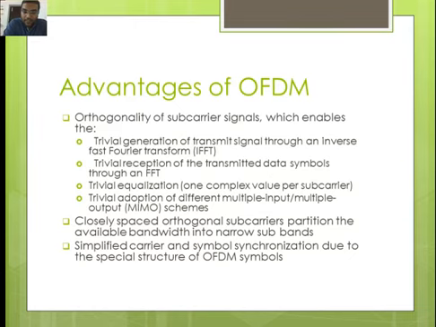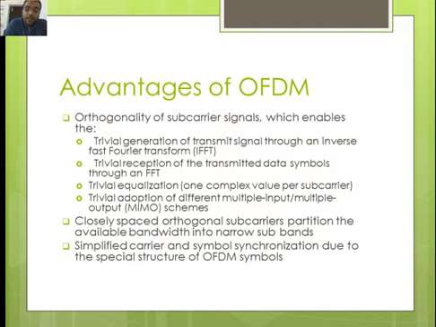OFDM is basically the current dominant technology for broadband multi-carrier communication. It is widely adopted because of a number of advantages, namely orthogonality of subcarrier signals, which enables, one, trivial generation of the transmit signal through an inverse fast Fourier transform, trivial reception of the transmitted data symbols through a fast Fourier transform, trivial equalization where typically one complex value is there per subcarrier, and trivial adoption of different multiple input multiple output schemes.